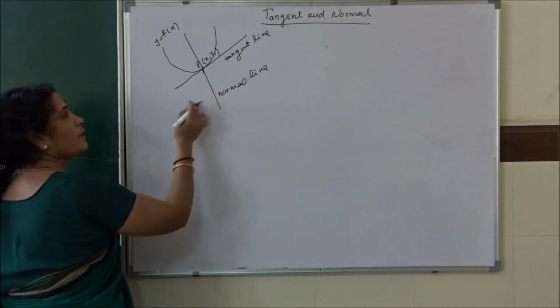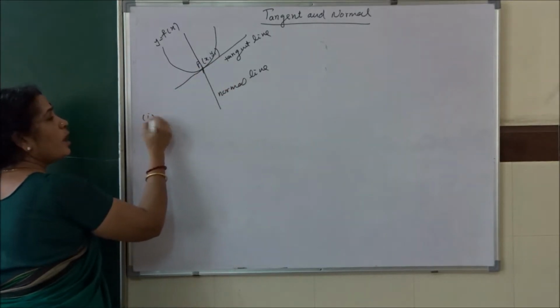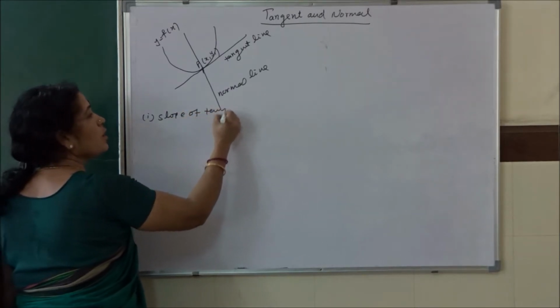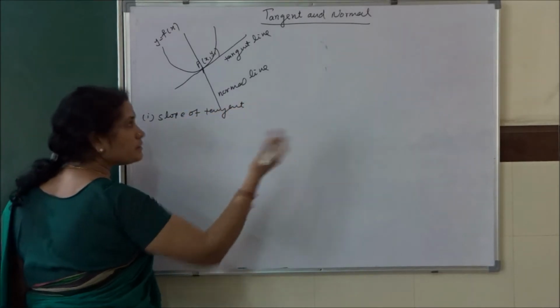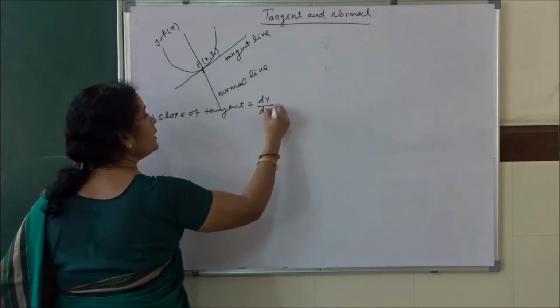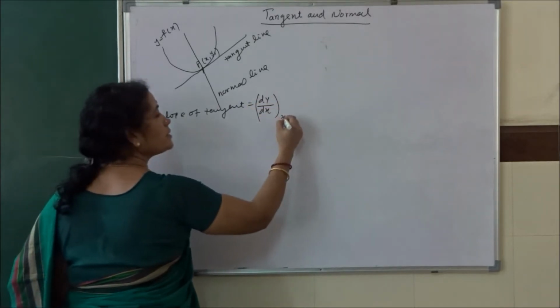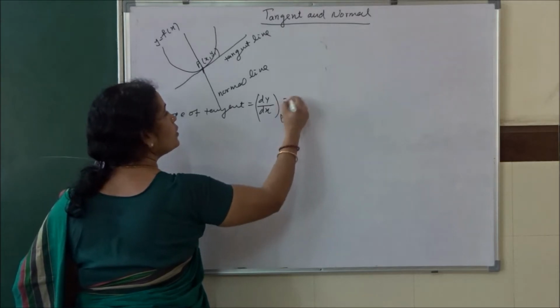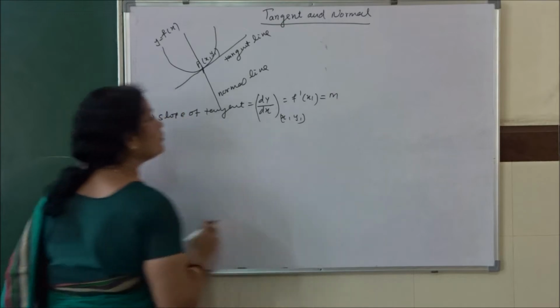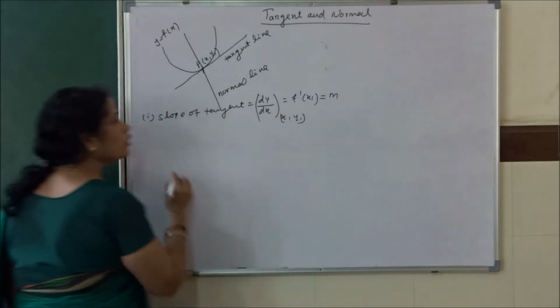What is tangent line? What is normal line? So now, number one, how to find the slope of tangent? What is slope of tangent? That is rate of change of quantity, that is dy by dx. At which point? That is (x1, y1). That is equal to f dash of x1. That is denoted by m. Slope of tangent is denoted by m.